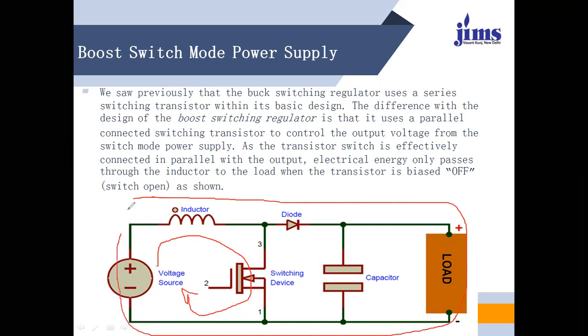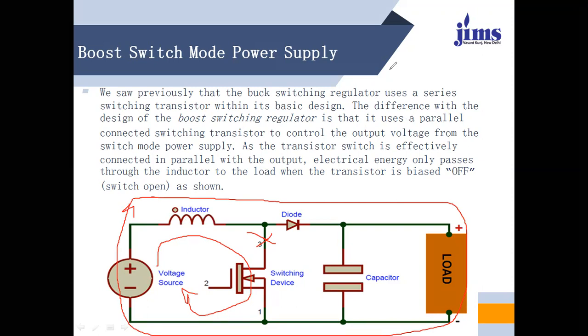Now the path is this, right? So this part is disconnected from the circuit. That is the difference. Whatever energy is stored in the inductor is added to the source. So if the inductor stores energy equal to the source, then twice the voltage will be delivered towards the load, right?